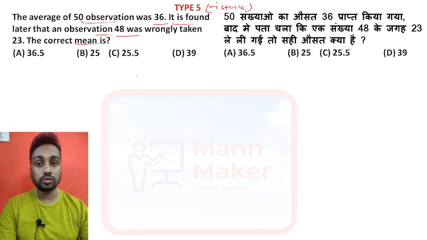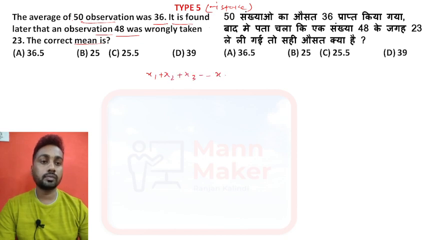If you go through the book method, you have to take a number x, then the average is x, then change something, and go with that method. It will be a little bit lengthy, complicated and calculative, so we are going directly in an easy way. Whatever the question says, the observations are x1, x2, x3, up to x50, and the average is 36.